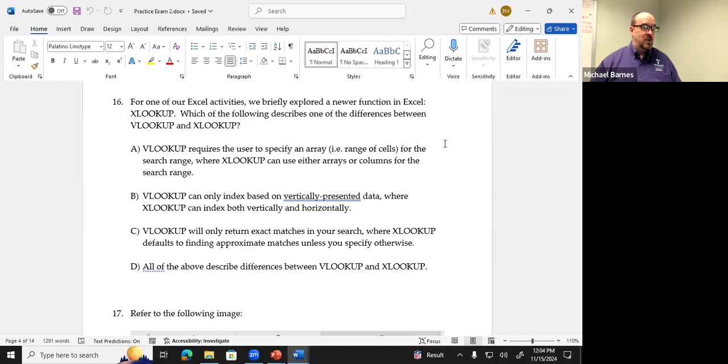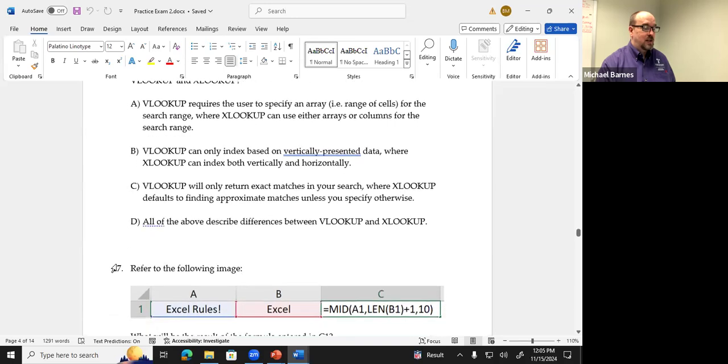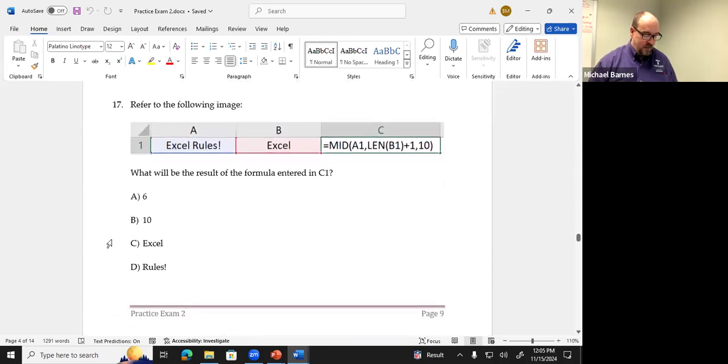C: VLOOKUP will return only exact matches in your search, whereas XLOOKUP will default to finding approximate matches unless you specify otherwise. Is that a correct statement? That is not a correct statement. Again, I transposed XLOOKUP and VLOOKUP. Remember, we have to put that word FALSE in the VLOOKUPs to make sure we get exact matches. That's one kind of problem with VLOOKUP. If you're not careful, you can come up with approximate matches, which throws things into disarray. So all I did for A and C is transpose VLOOKUP and XLOOKUP. B is the only one that correctly describes the relationship between VLOOKUP and XLOOKUP, which means "all of the above" is not correct.